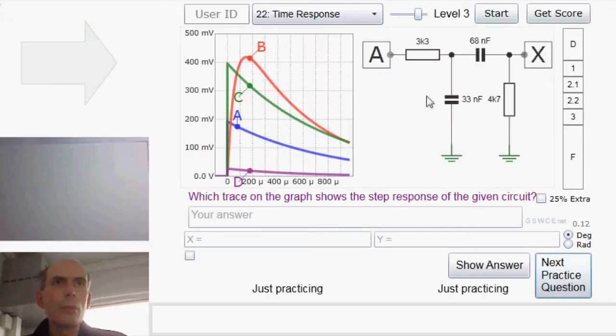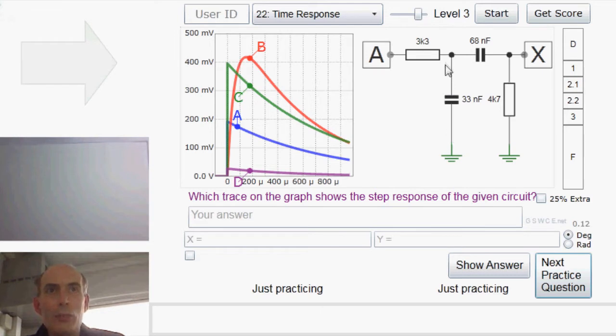Right, here we have a circuit with 2 capacitors and 2 resistors and a choice of 4 different step responses. The first thing to do is to ask yourself what you would expect this circuit to do. And remember, at time t equals 0, just after the step has happened, you could assume that the capacitors are short circuits. And a short circuit here would give you an output there at x, which is 0, because you would have basically a 3K3 resistor here, and then this would be 0 down to ground.